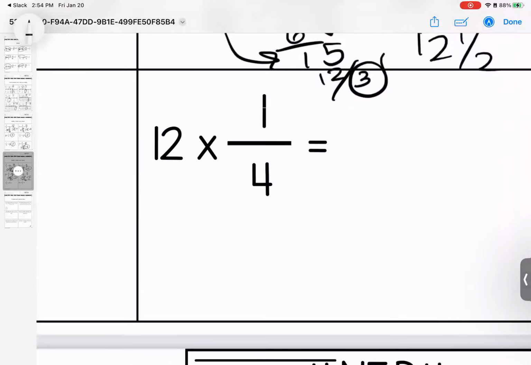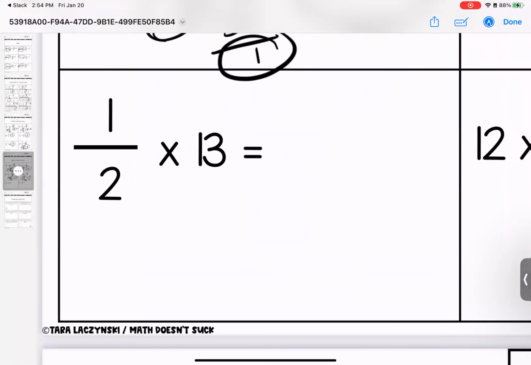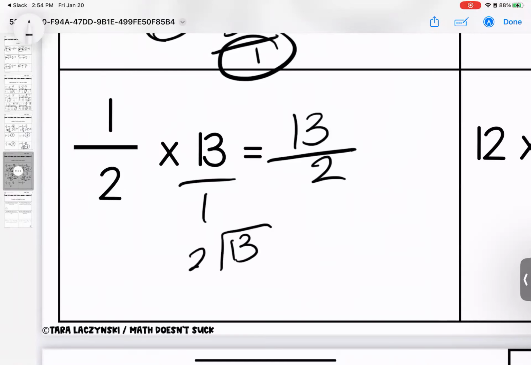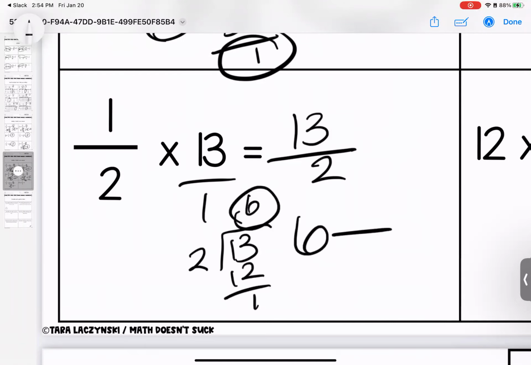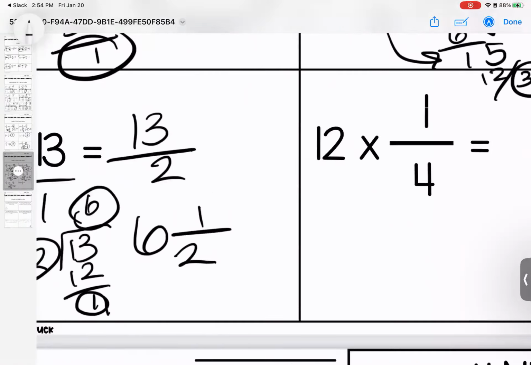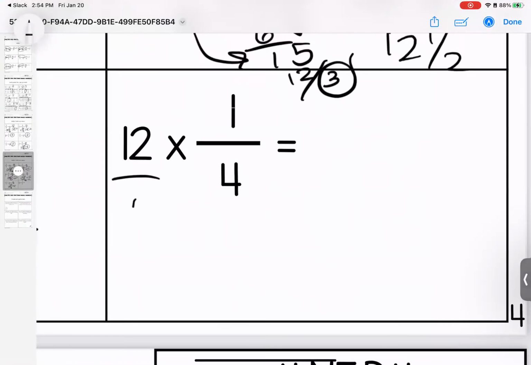All right, Nuggets, last two for this page. 13 times 1 is 13. 2 times 1 is 2. Divide to simplify. 2 times 6 is 12. 6 and 1/2. Last one. 12 times 1 is 12.